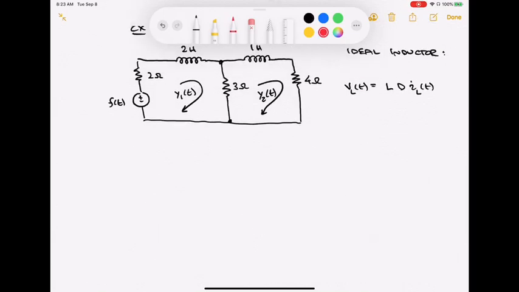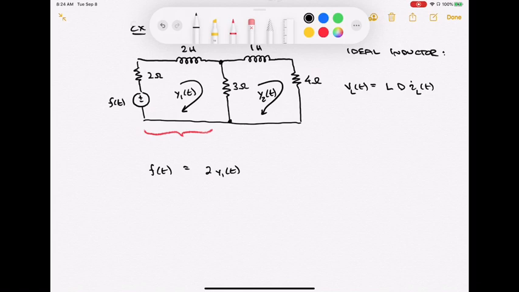If I take a look at this first loop, we see a voltage source f of t. That's the only source in there, and we know that voltage has to be equal to the sum of all the voltages across the components that are part of that loop. So the first voltage drop there is going to be the resistance times the current. So I'm going to get something like 2 times y1 of t, because the current is y1 and the resistance is 2. That gives me a voltage.